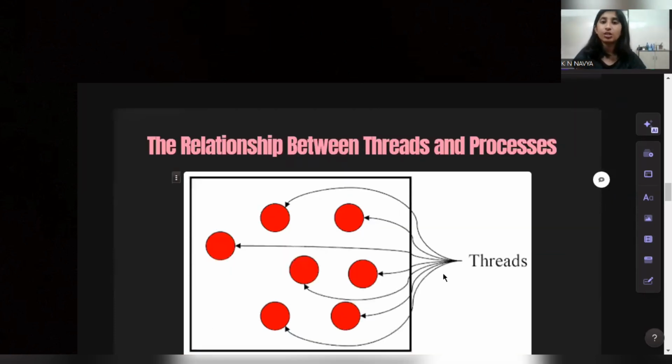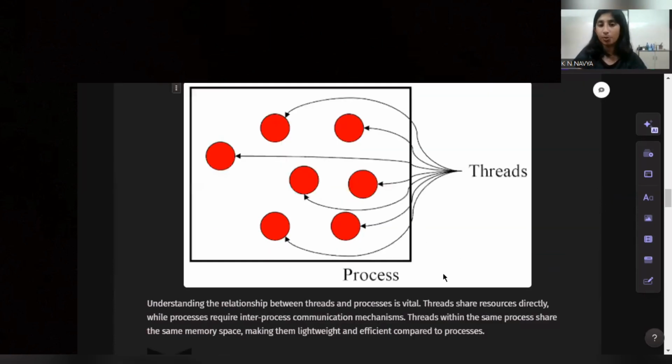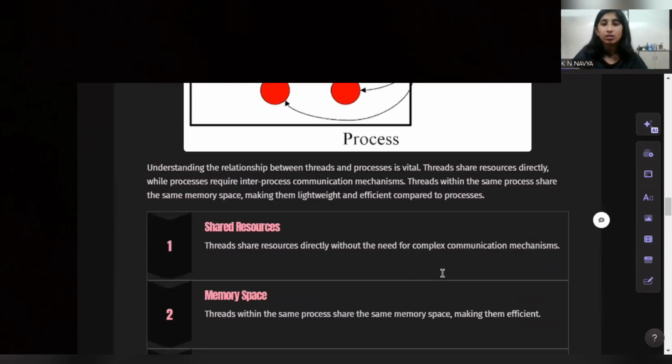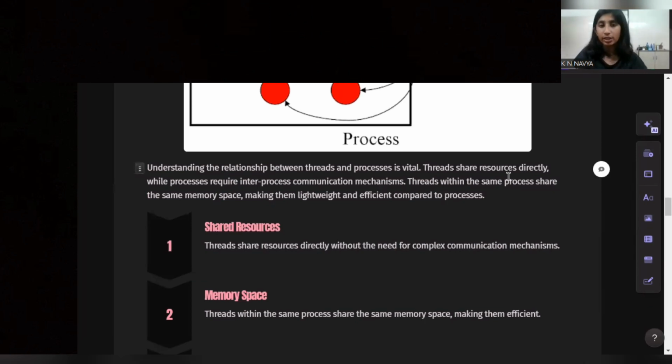Now let's see the relationship between threads and processes. Threads share resources directly, meanwhile processes require inter-process communication mechanisms. Threads within the same process share the same memory space, making them lightweight and efficient compared to processes.